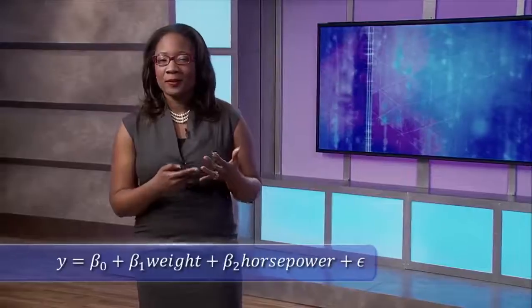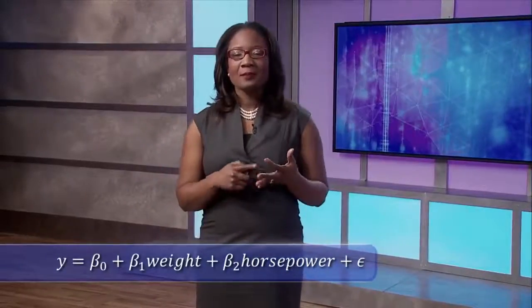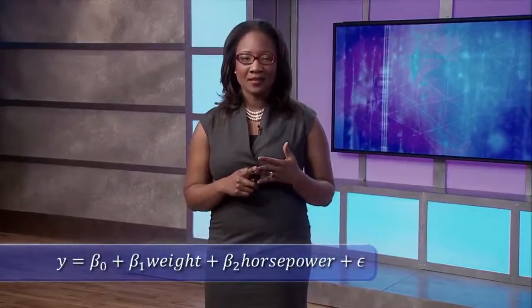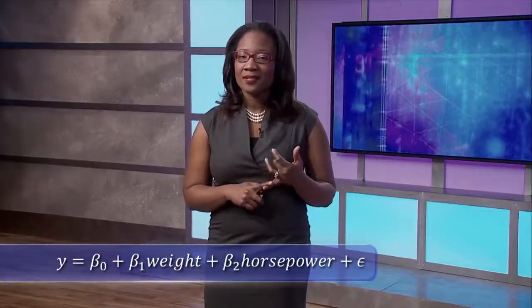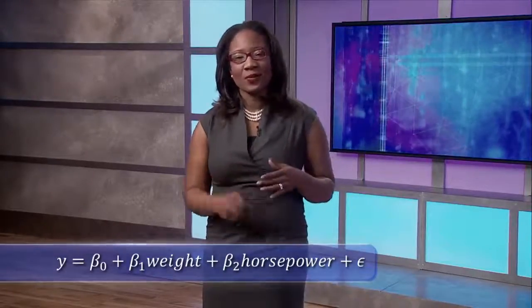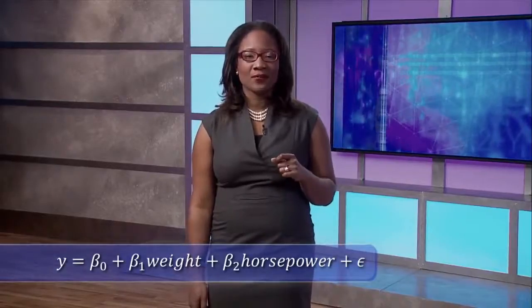Let's go back to our motor trends car data, and let's now fit a multiple regression model by including more explanatory variables. Here's how we load the mtcars data set: library(datasets) and data(mtcars). Now we're going to add horsepower to our model. So now our model is y equals beta naught plus beta 1 weight plus beta 2 horsepower plus epsilon, where beta naught is our y-intercept, beta 1 is our regression coefficient for weight, and beta 2 is our regression coefficient for horsepower.